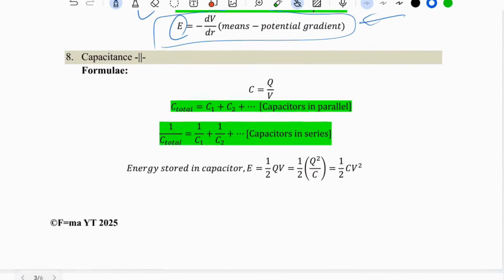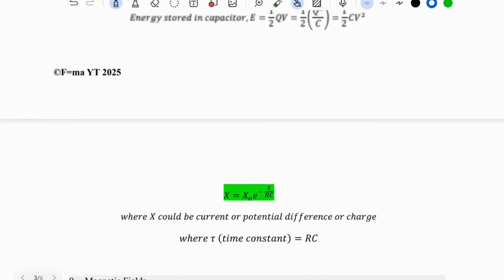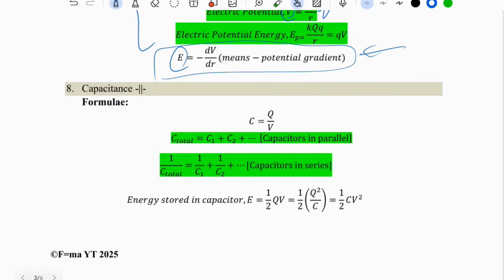Okay. Chapter 8, capacitance. So, capacitance, I think three of the formulas are given. Quite a lot in capacitance is given. Good news for you. The first one is capacitance equals charge divided by potential difference. The next two are actually given in your exam.